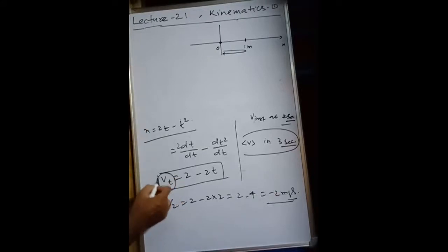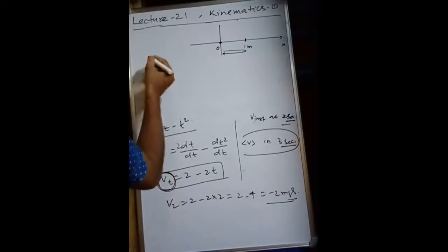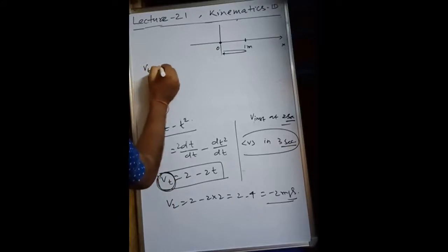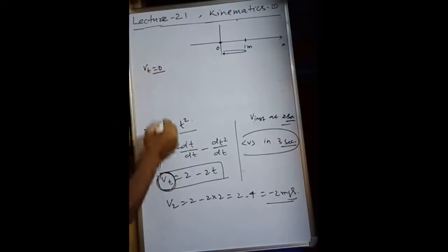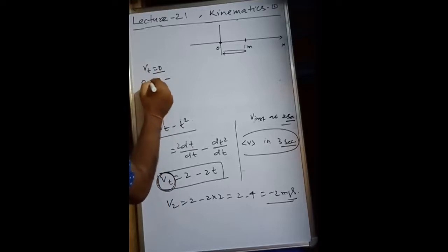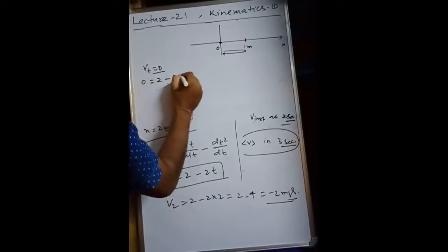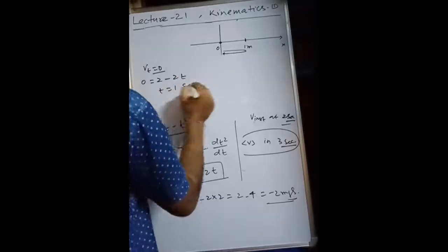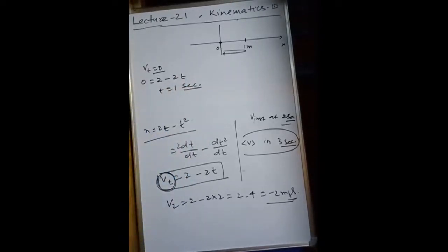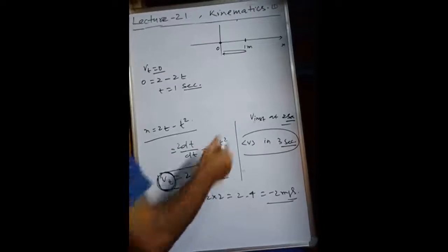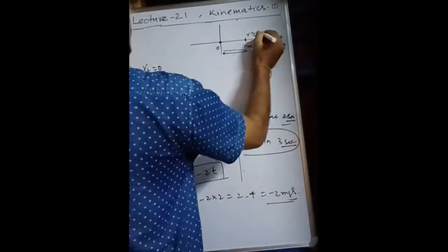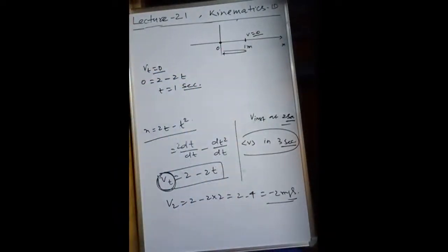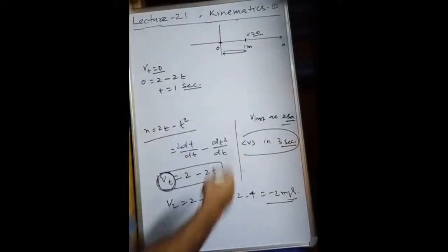Here we are having the instantaneous velocity. So v(t) will be 0 at which time? If it is 0, then 0 equals 2 minus 2t, and it is t equals 1 second. At 1 second, the velocity is 0. It means for 1 second, the particle goes in one direction. Here, the velocity becomes 0. If the velocity is 0, then the particle returns back.